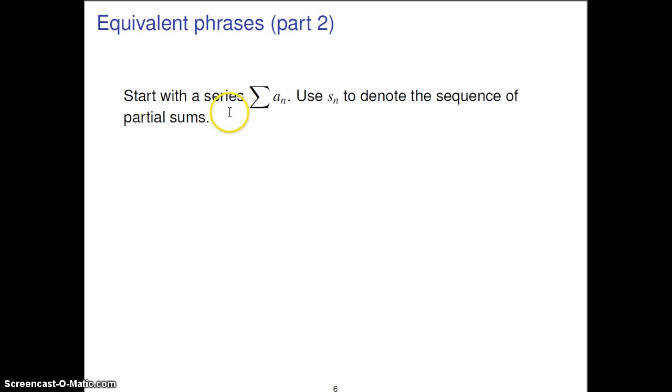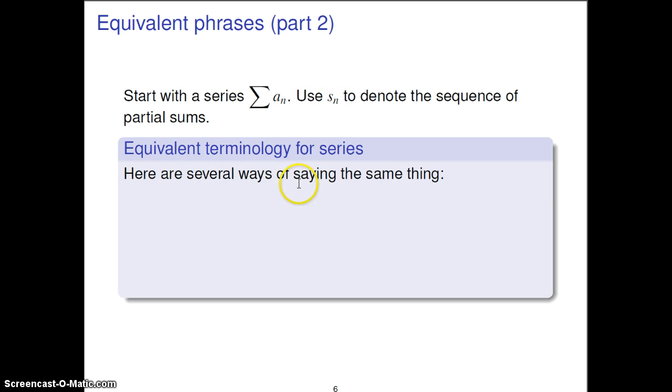Alright, start with a series, sum, doesn't matter what n starts at, but sum of the numbers a sub n, and we'll use s sub n to denote the sequence of partial sums. And then this is not equivalent to the stuff we saw earlier, but here are some pieces of terminology, some bullets that will say the same thing.